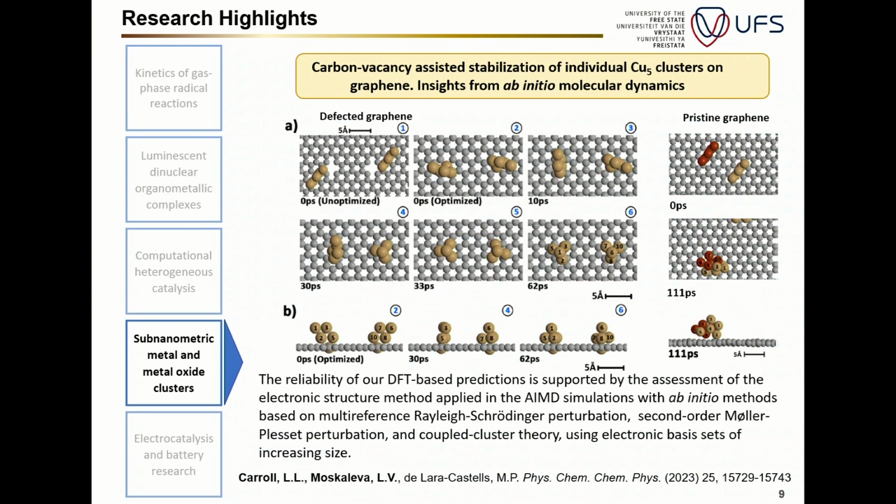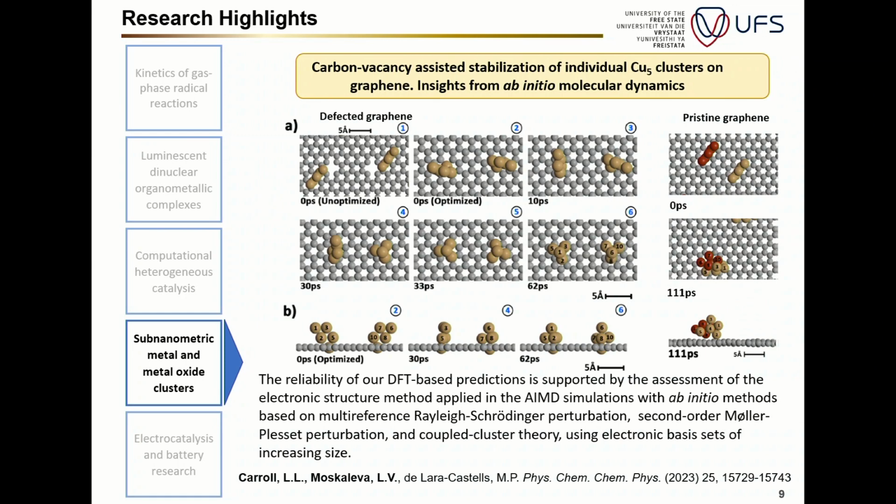Interestingly, these particles, specifically the copper-5 ones, were shown to have special catalytic properties. However, a common problem with practical applications of such systems is a tendency of such small particles to sintering, in other words, agglomeration to form larger particles.